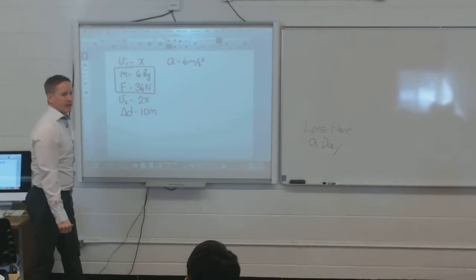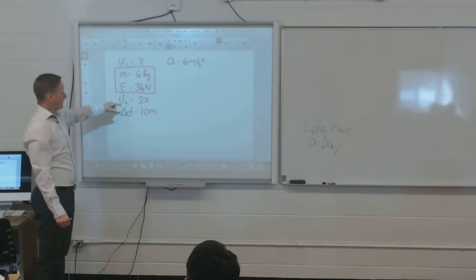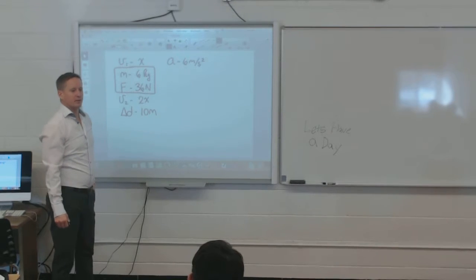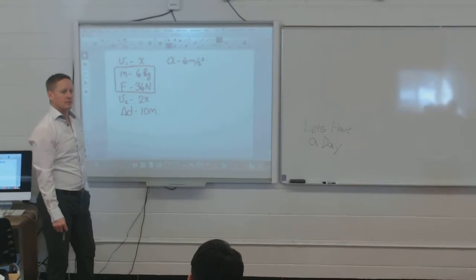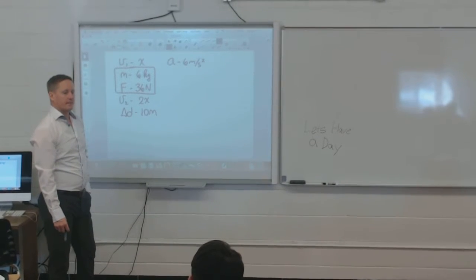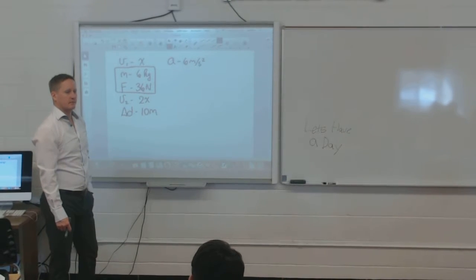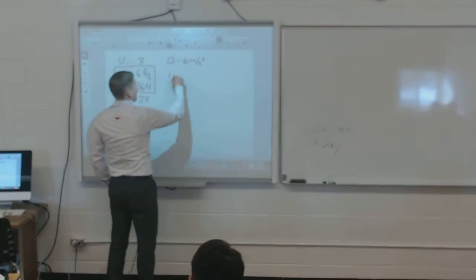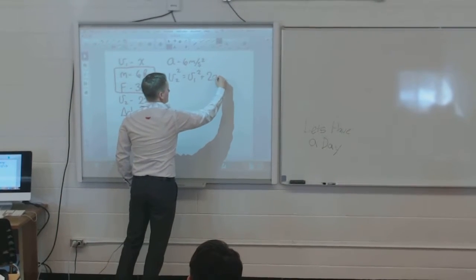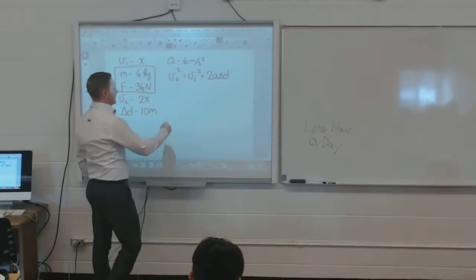Now let's look at the information that I have here. I have V1, I have V2, I have D, and now I have A. So which equation deals with all of those? There's only one equation that doesn't deal with time. Which one is it? V2 squared equals V1 squared plus 2AD. Okay. So now let's just fill in the information that I have here.